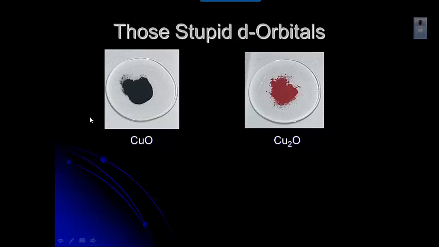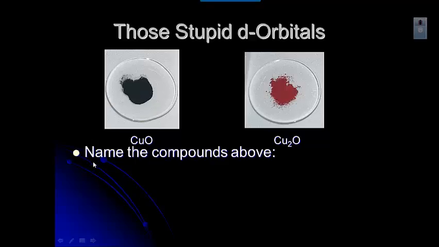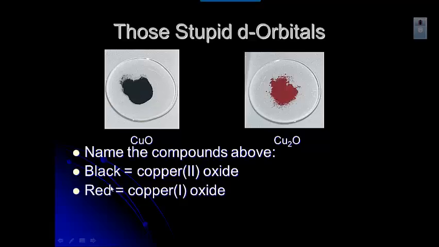All right, so let's go back and look at these compounds again with those stupid d orbitals. Let's name them. So the first one, we said, had a plus 2 charge on the copper. So we're going to call that copper 2 oxide. So copper with a plus 2 charge with oxygen. See if you can figure out the name for the red one. Pause. All right, so the red one, the copper had a plus 1 charge, so it would be copper 1 oxide. It's that simple.